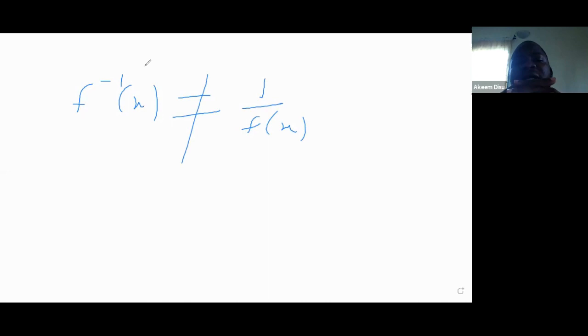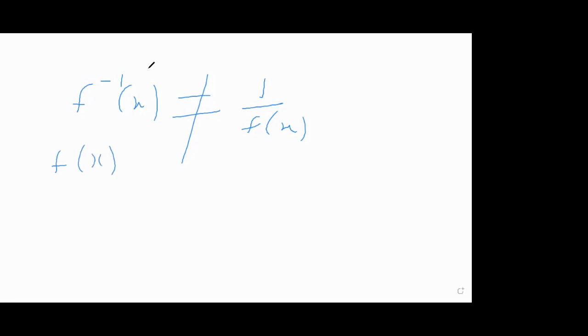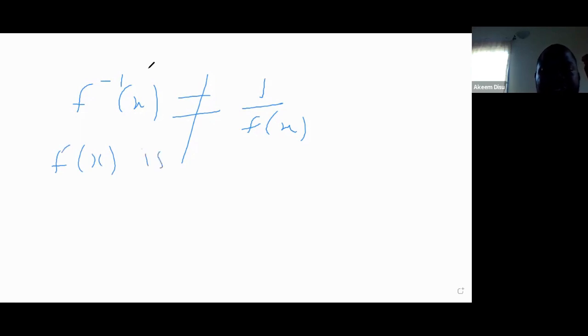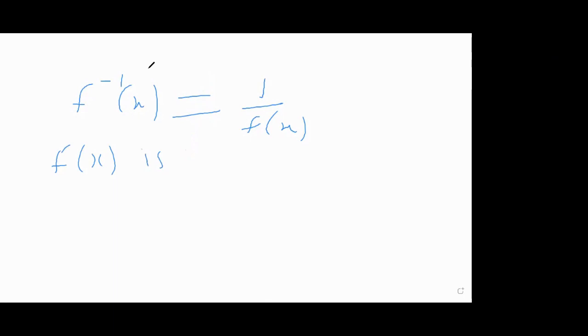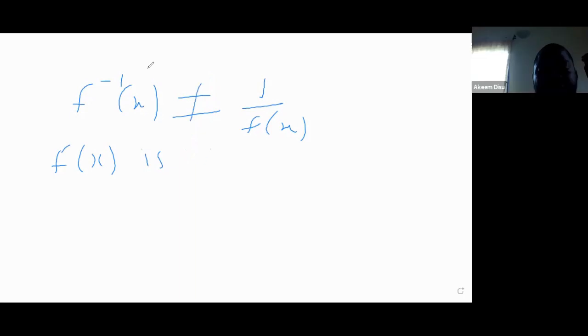And not every function can have an inverse. Not every function has an inverse. For example, if you have this function f of x, its inverse is f raised to the minus 1 of x. This is the inverse. Then, I said not every function has an inverse.